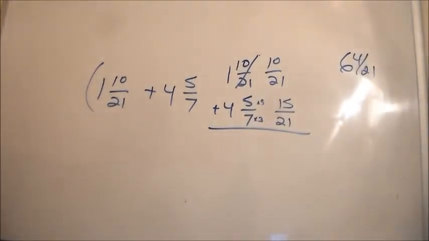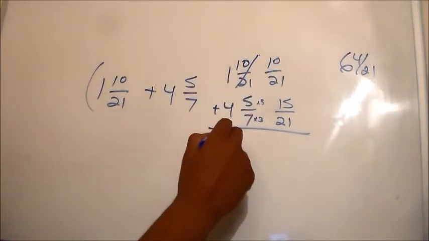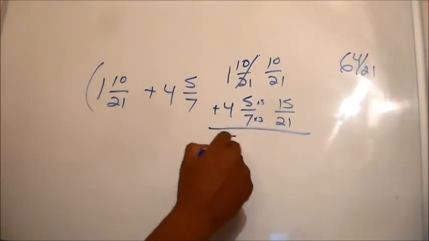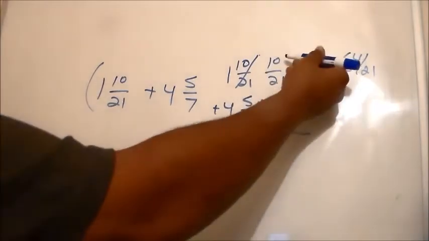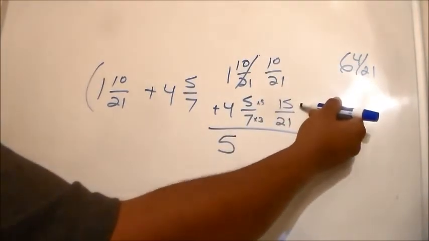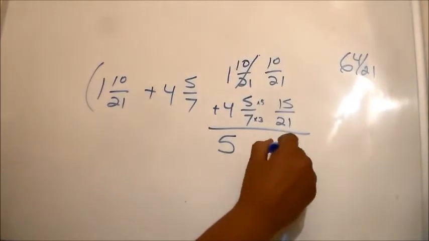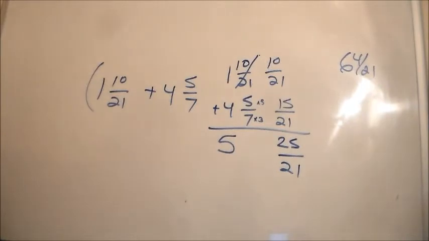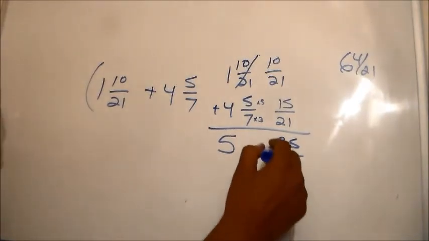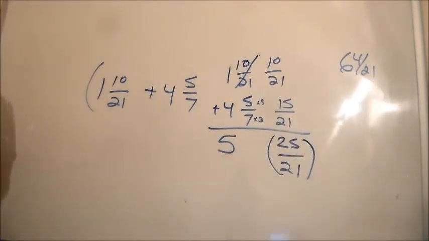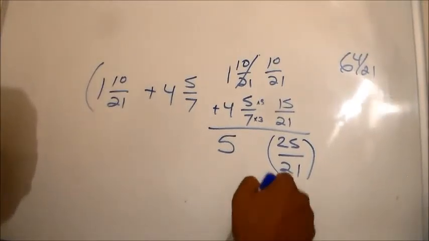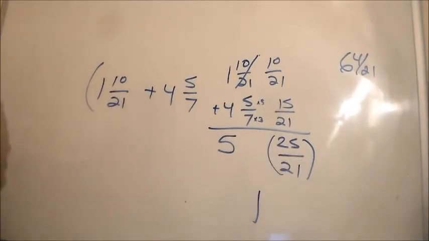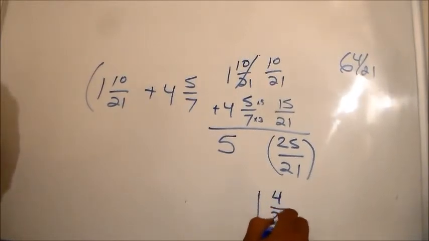So what I would do is I would bring this down. 1 plus 4 is 5, and then I would work with this. 10 plus 15 would actually be 25 over 21. But again, that's an improper fraction. So to turn this thing into a mixed number, it would be 1 because 21 goes in it this one time, but we have 4 units left over. So 1 and 4 over 21.